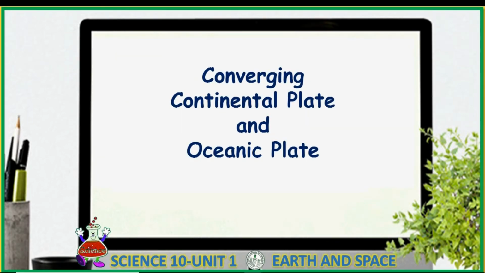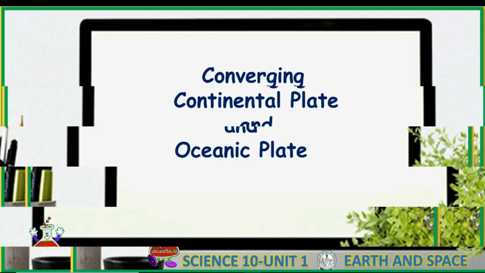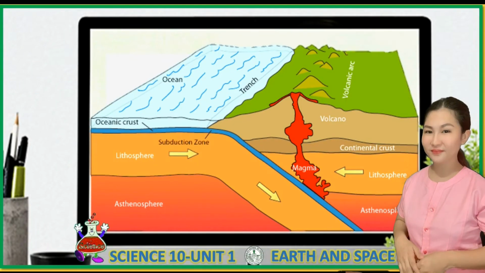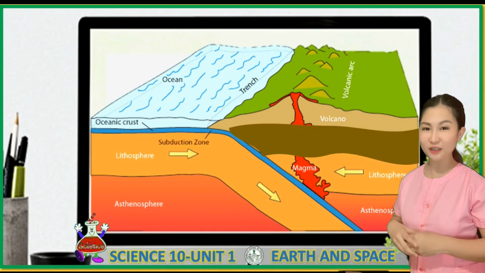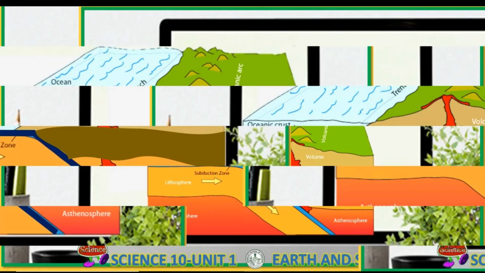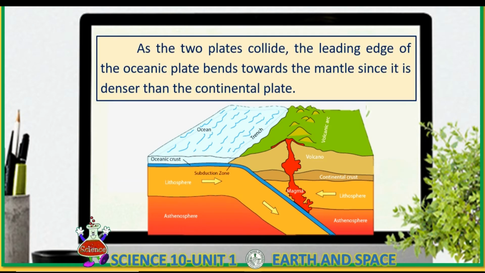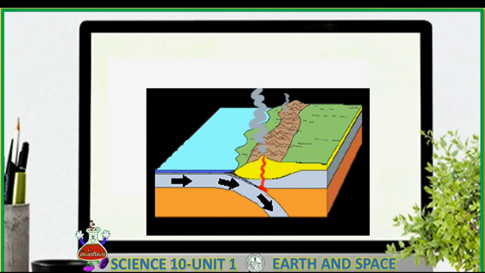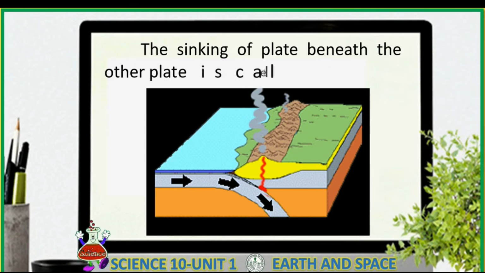Let's talk about the first one, converging continental plate and oceanic plate. The figure shows the convergence of continental and oceanic plate. As the two plates collide, the leading edge of the oceanic plate bends towards the mantle since it is denser than the continental plate. This sinking of plate beneath the other plate is called subduction.